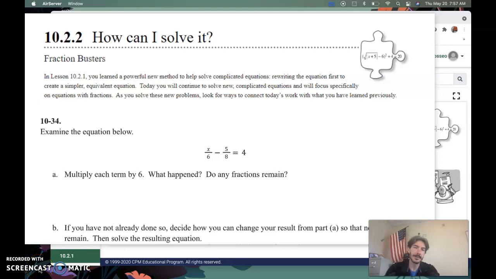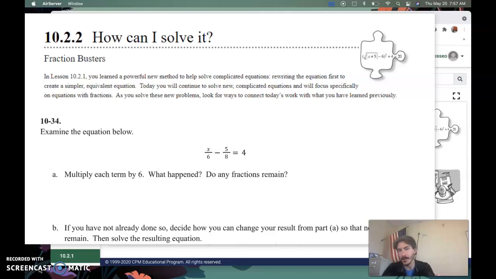Hey everyone, it's Mr. Anderson coming to you again with section 10.2.2 from our CPM Common Core Algebra book. And today we're going to look at, again, rewriting specifically for the purpose of eliminating rational expressions.